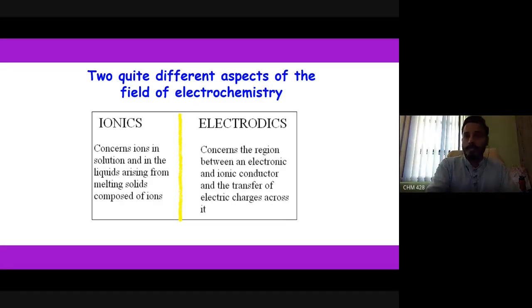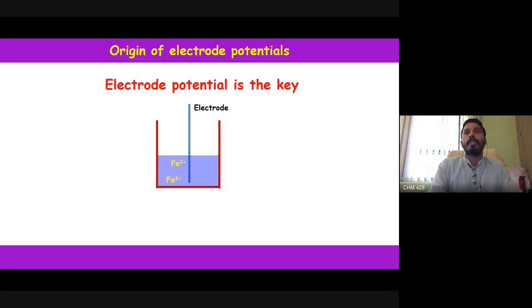So the question is, what happens when you dip an electrode into the solution containing ions? What happens exactly? So you have two phases now. One is the metallic phase, the electrode phase. The second one is the solution phase. Let us look at the electrode phase, the metallic phase.